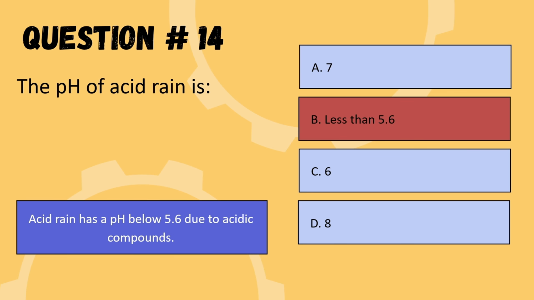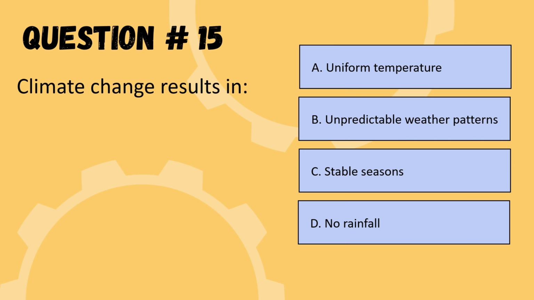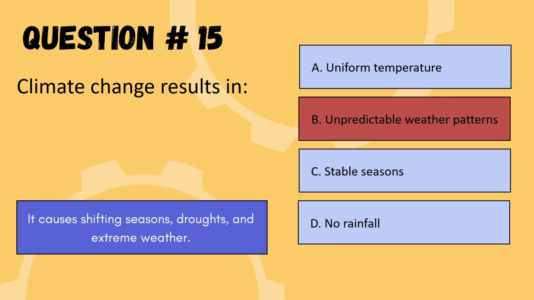So we are moving to the next question. Next question is, climate change results in. Options are uniform temperature, unpredictable weather patterns, stable season, or no rainfall. So the correct option is option B, unpredictable weather patterns.